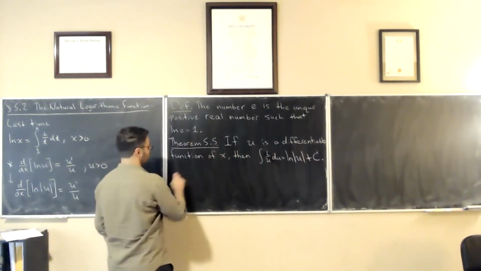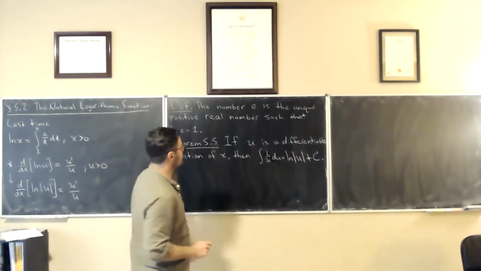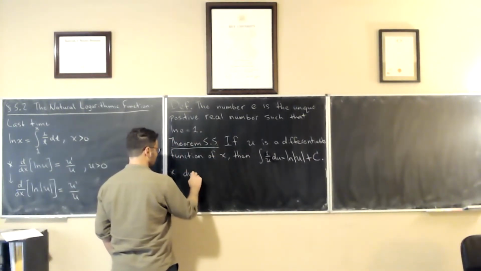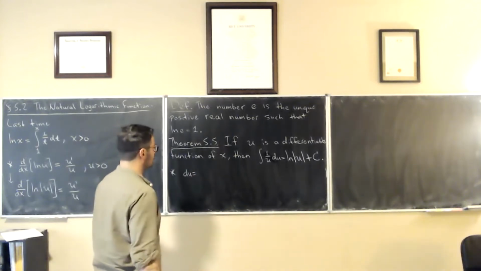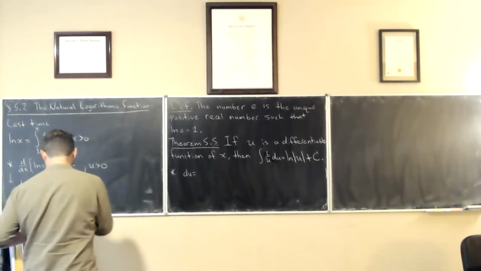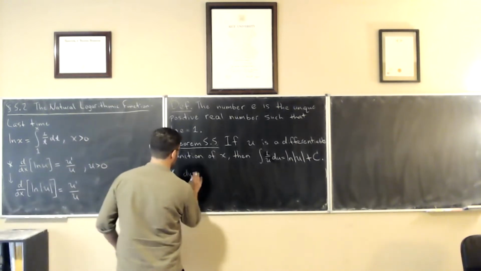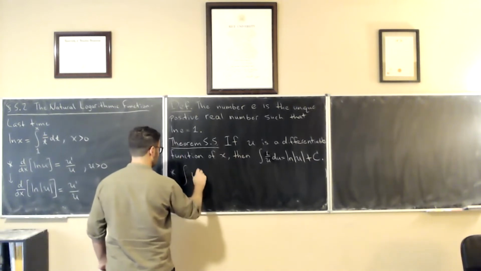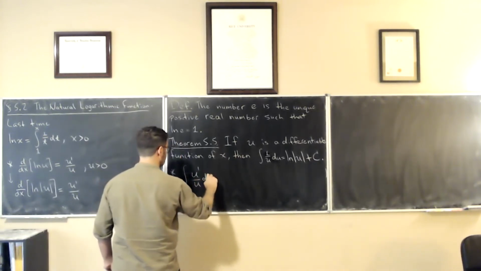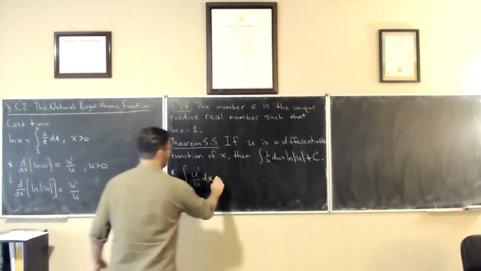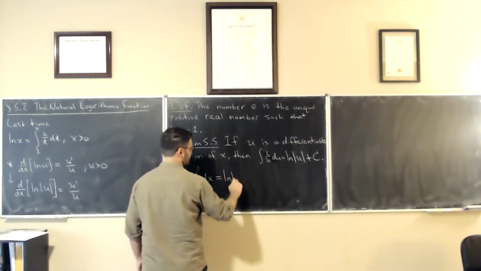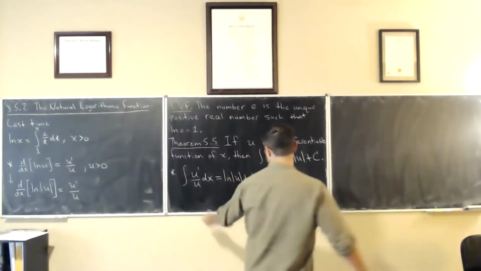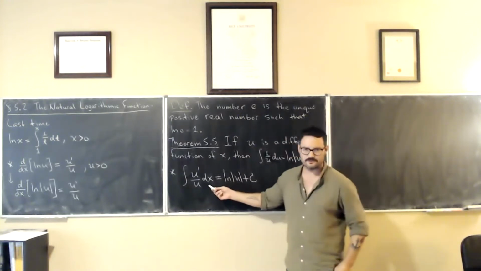Note that if u is a differentiable function of x, then du is equal to, well, let's write it out like this. An equivalent form is the integral of u prime over u dx is equal to the natural log of the absolute value of u plus c. This is equivalent to the previous form, and you'll see when we do examples that this will be the form that you use most often.